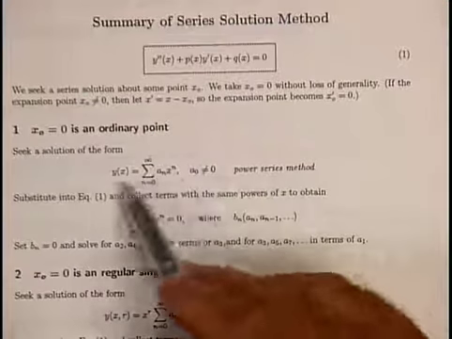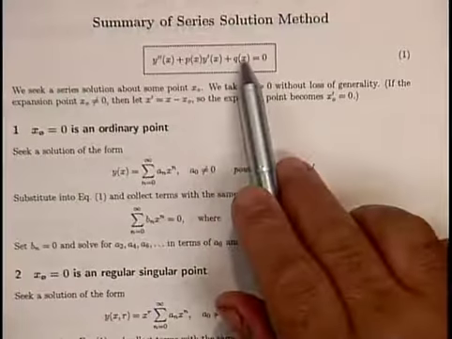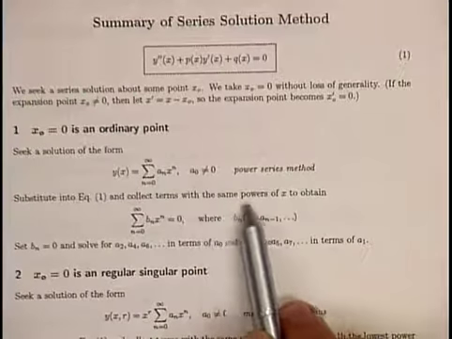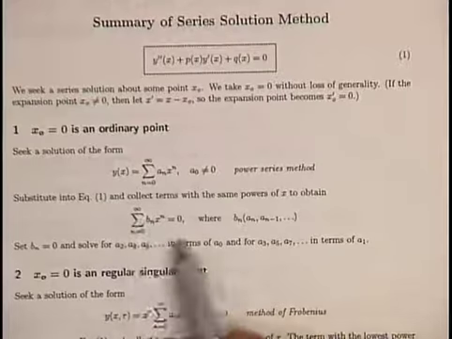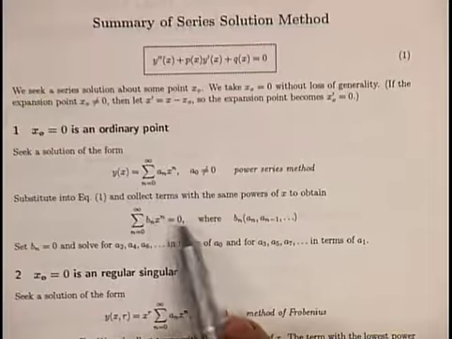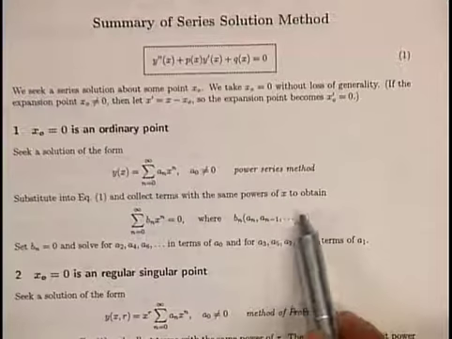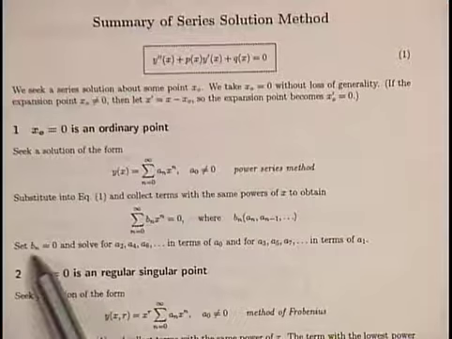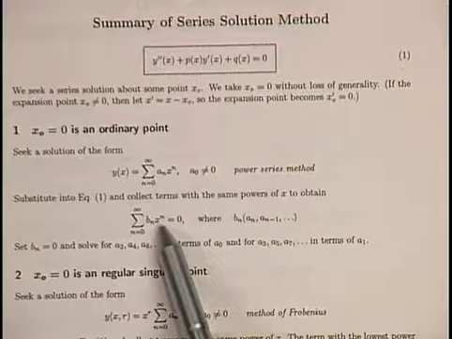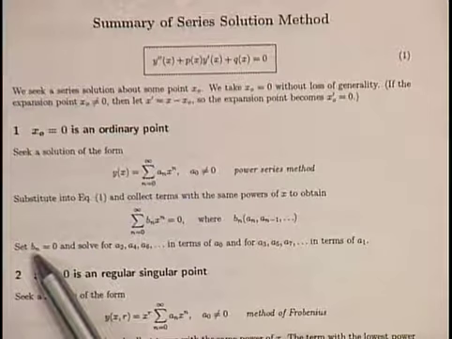In this case we take this form of y of x, go back and substitute in equation 1, and we collect the terms with the same power of x, and we obtain a summation from n equal to 0 to infinity of bn x to the power of n, where bn is now a function of a n minus 1, a n minus 2, and so on. We set bn equal to 0 because this is just a summation of coefficients multiplied by x to the power of n. If x is not equal to 0, this means that bn should equal 0.